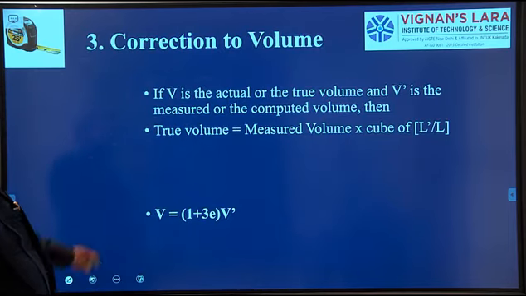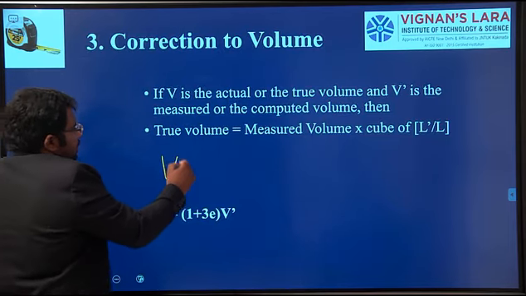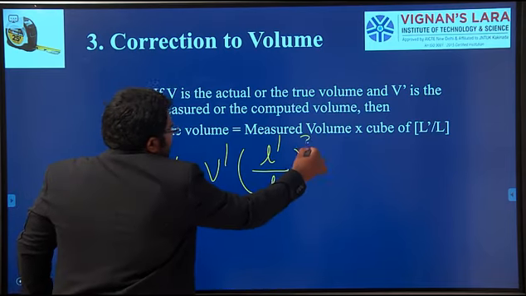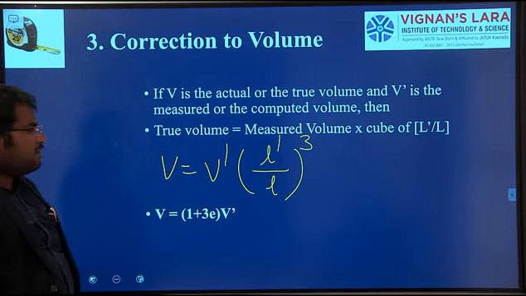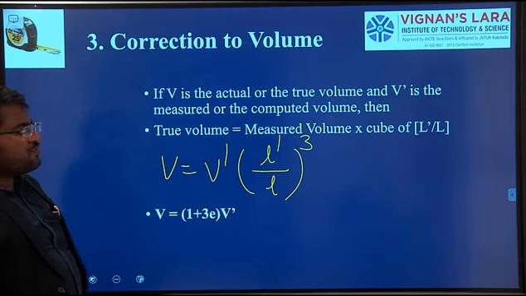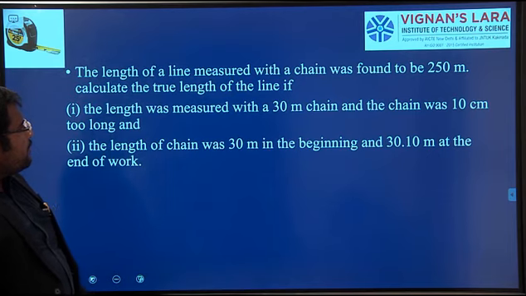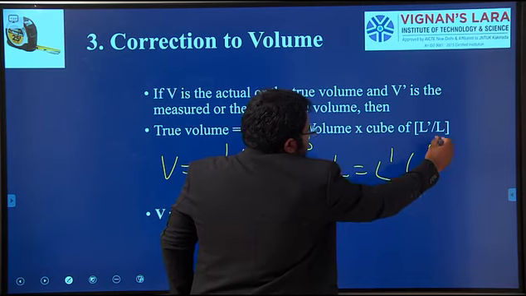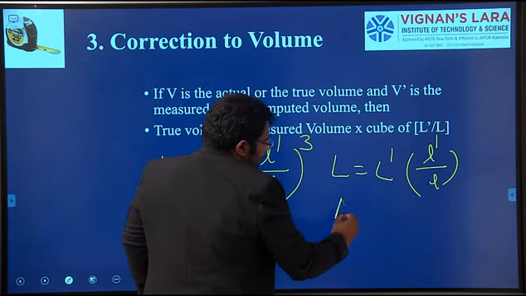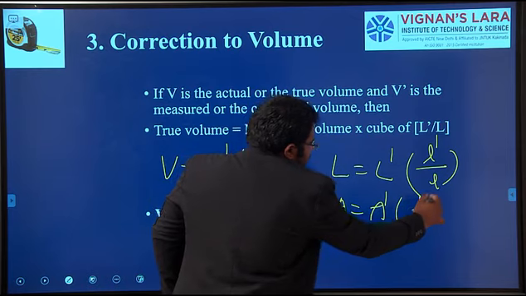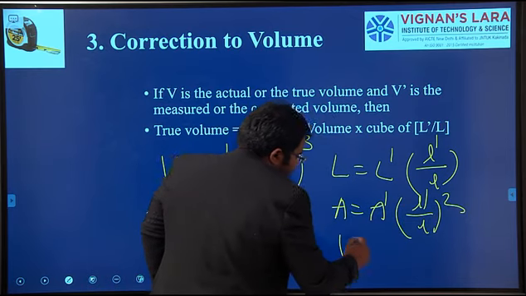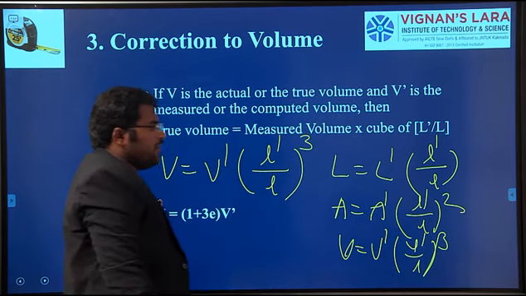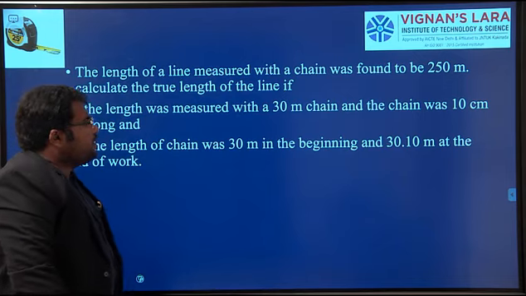Now correction for volume. V is equal to V dash into L dash by L, and since it is a volume it will be cubed. For area it is squared. For length it is as usual. So now we saw that L is equal to L dash into L dash by L, area is equal to A into L dash by L squared, and for volume, V dash into L dash by L cubed. So now we will see the problems.